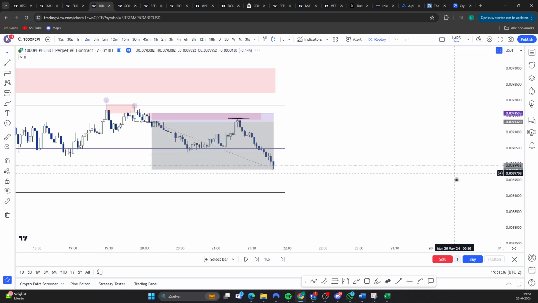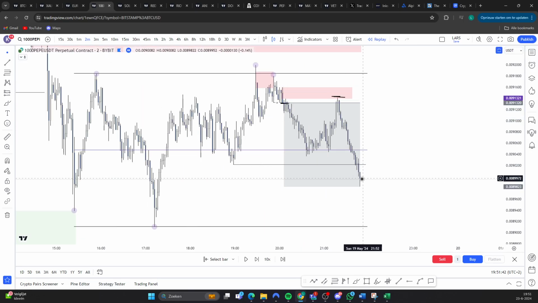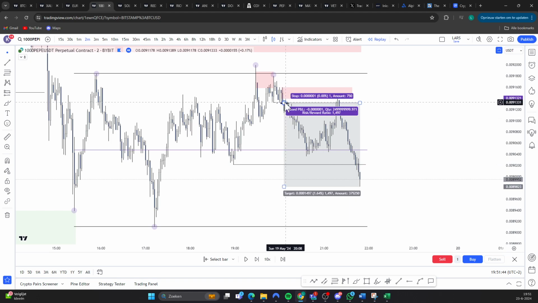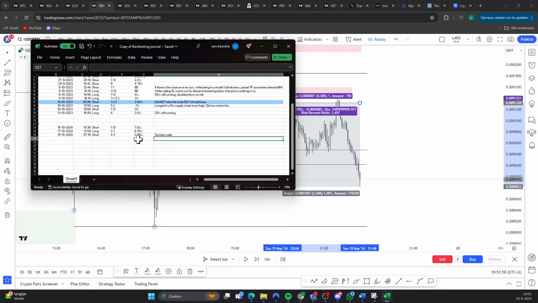So I'll put my stop loss to entry and realize, oh, that wasn't smart. It was 5.5. 75% of 5.5 is 4.125. Let's do 4.13, so we have two decimals. And then 25% still running.